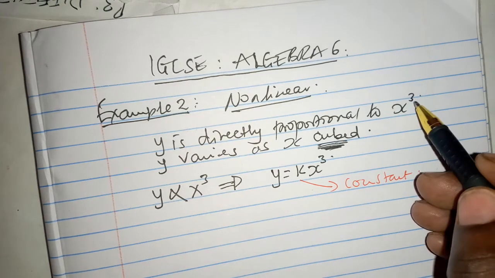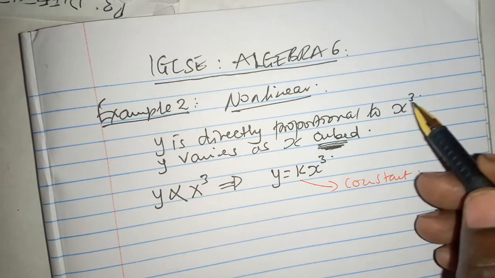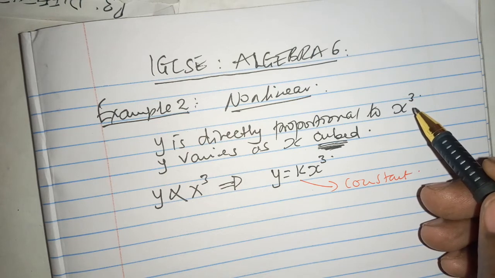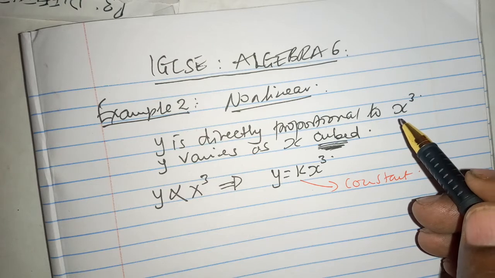It can also be a square root here. It can be a square, it can be a fourth root. It can be anything, but all those details will be given in the statement.